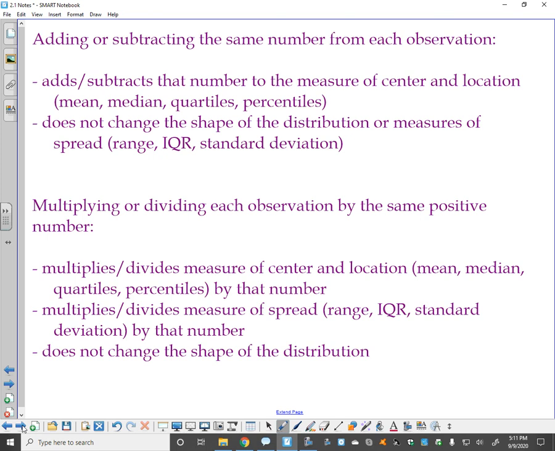So multiplication does more damage than addition and subtraction. They both change measures of center. But adding or subtracting does not change the shape or the spread. It just shifts everything up or down. But multiplying and dividing does change the spread. It does not drastically change the shape.